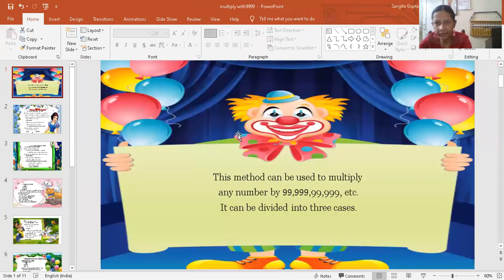Now I have written here also how you can deal with the three cases. Let me annotate it so that it will be easy for you to understand. Now you see here, you can multiply a number with any number of 999s, and we have the shortcut tricks, and I have told you that you have to deal with three cases. So one by one I'm taking the cases.